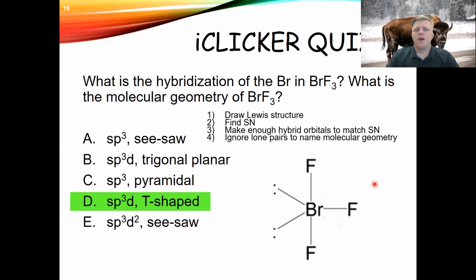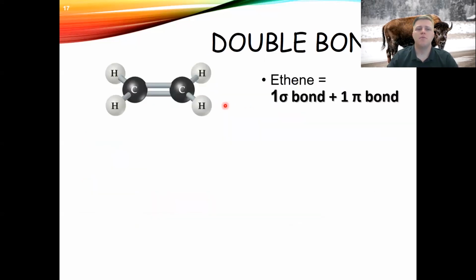So now that we've talked about hybridization, let's turn our attention to some double bonds. Hybridization really only deals with sigma bonds. So when we get into double bonds, like here in ethene, in this molecule we have 1 sigma bond between the carbons and 1 pi bond between the carbons. And of course we have some sigma bonds to the hydrogens. But what's going on here is these carbons have a steric number of 3. So they're going to have sp2 hybridization around them.